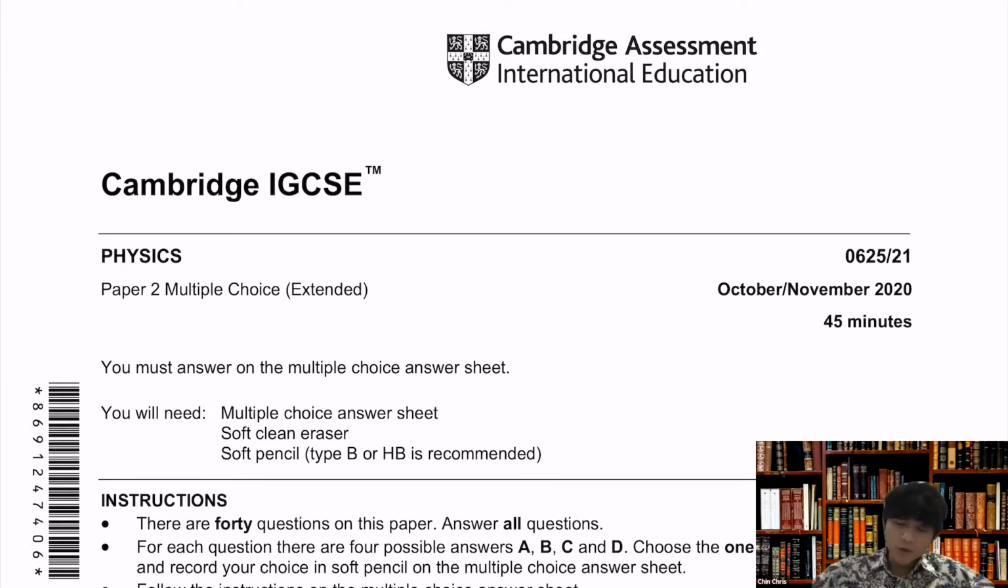Today we are doing October-November 2020, paper 21, Physics 0625. Next, perhaps we'll be doing February-March 2021. Without further ado, let's go.